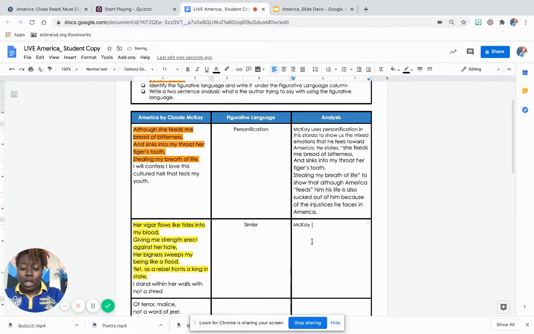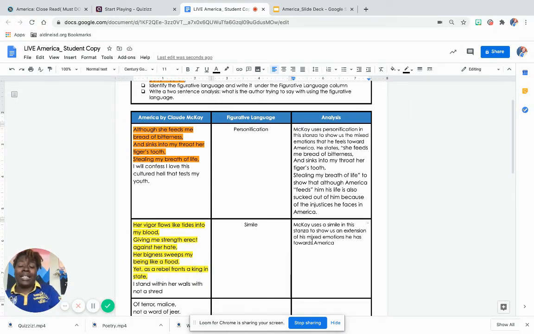McKay uses a simile. Remember, this is how we're analyzing it. In this stanza to show us an extension of his mixed emotions he has toward America. So this stanza is carrying on from the first stanza. He's still talking about his mixed emotions that he has.